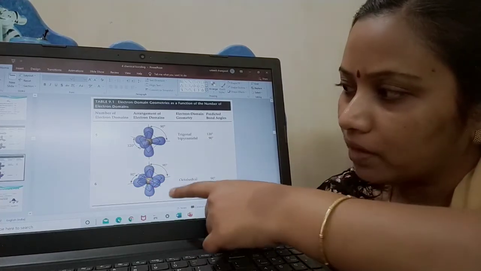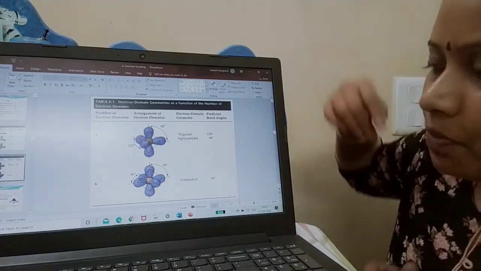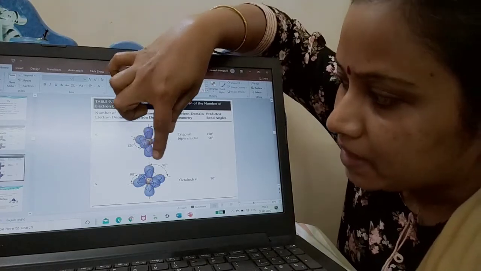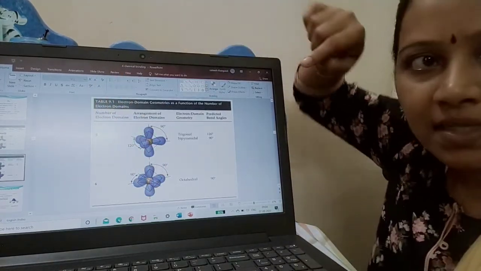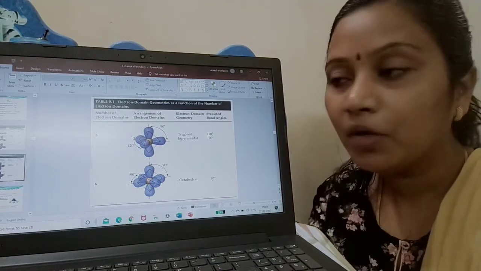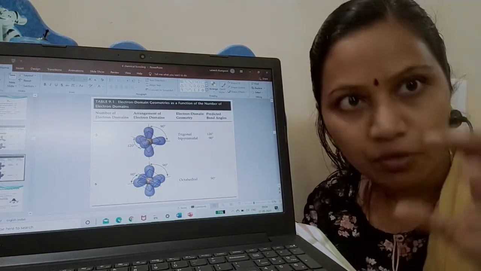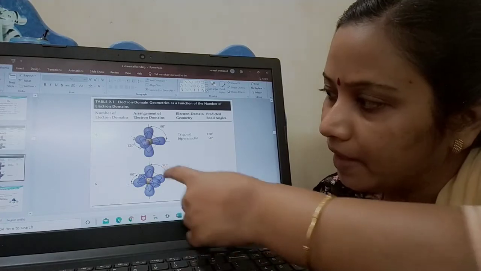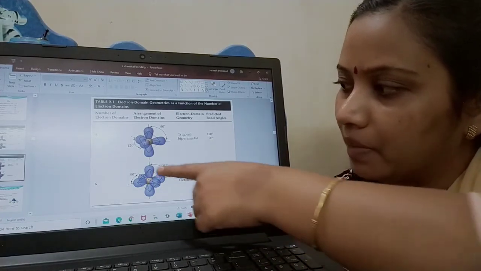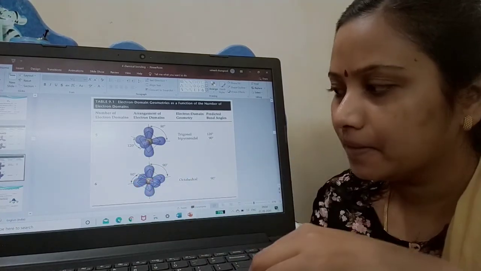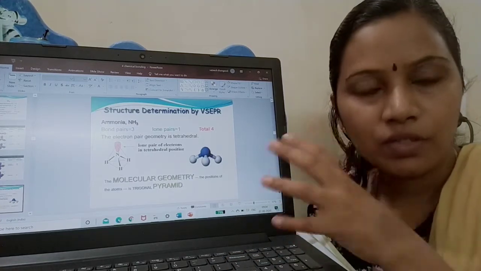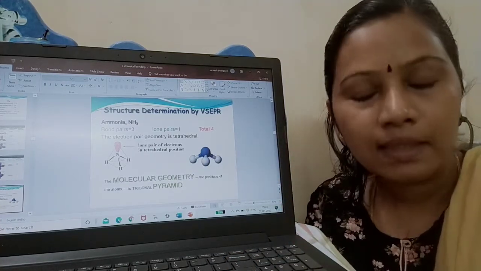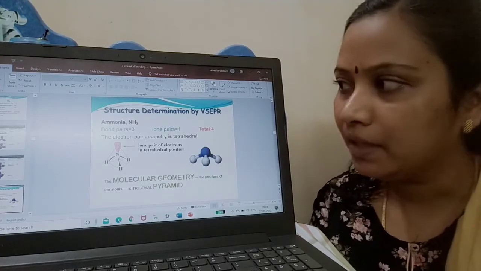And this is octahedral. When you look at this picture, you can see 1, 2, 3, 4, 5, 6. Okay, 6 is the number of electron pairs. So octahedral, and the predicted bond angle is 90 degrees. And this is the real concept of structure determination by VSEPR theory.